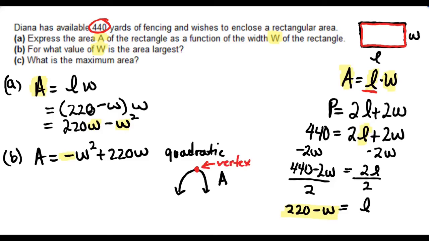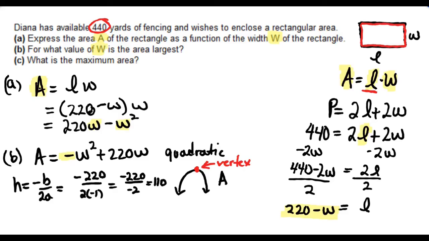So if we want to find the largest area, we need to find out what the value of that vertex is. We have a formula for calculating the vertex. We can find h by calculating negative b over 2a. That's negative 220 divided by 2 times negative 1. It's negative 220 divided by negative 2, and that's 110.